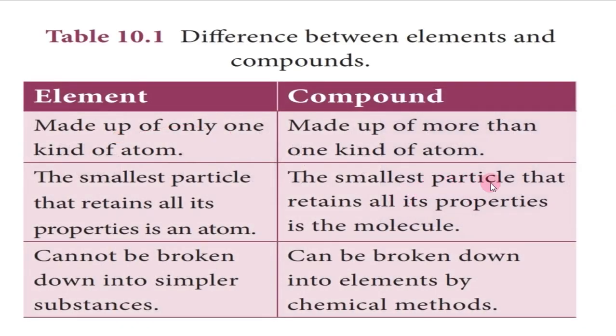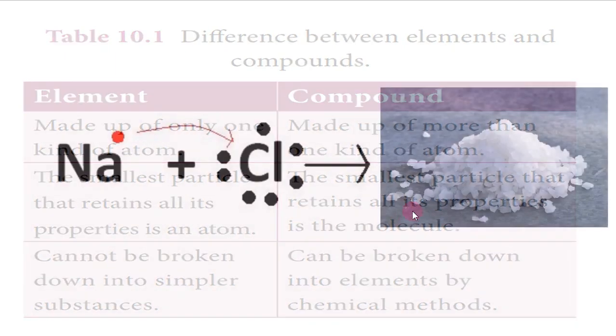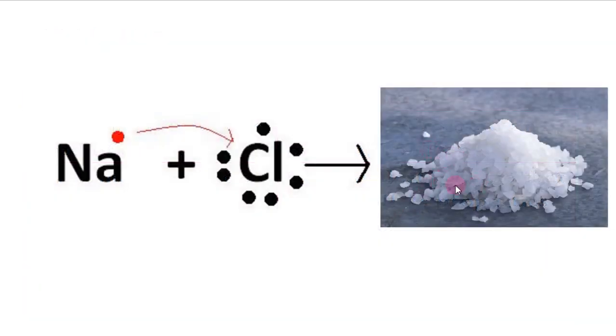See, the smallest particle that retains all its properties is the molecule. The molecule will show the molecule property. Here the molecule is the salt. It does not show the property of sodium. It does not show the property of chlorine. If it showed the property of chlorine, it would be a poisonous gas, right? It does not show the property of the element. It shows the property of the molecule. Have you understood?